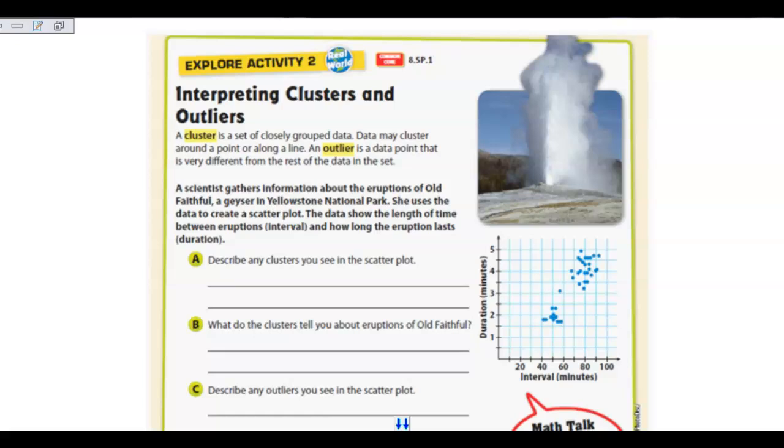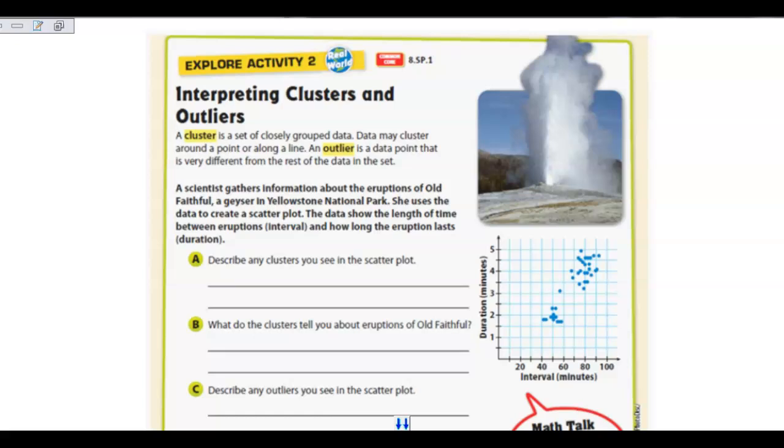When we're interpreting clusters and outliers, we need to understand what they are. A cluster is a set of closely grouped data. Data may cluster around a point or along a line, and an outlier is a data point that is very different from the rest of the data in the set. So it sets out apart from the others.